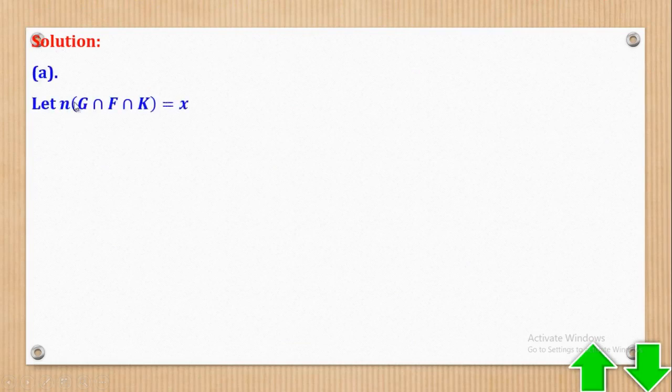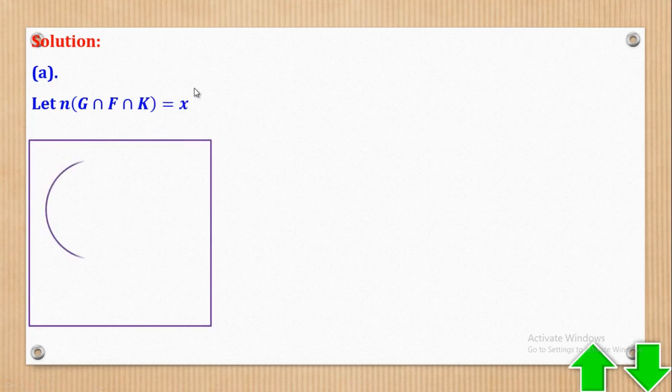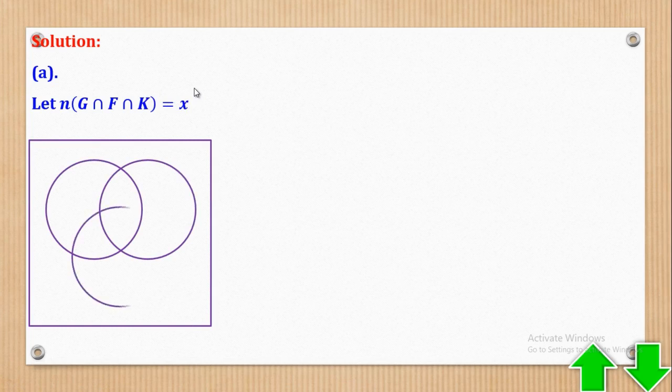So we shall first let the intersection of all, those who speak all the 3 languages, be X. After that we shall draw our Venn diagram. Since there are 3 languages, we shall draw 3 circles to mean the 3 sets. Okay, so next is to fill in the given information.